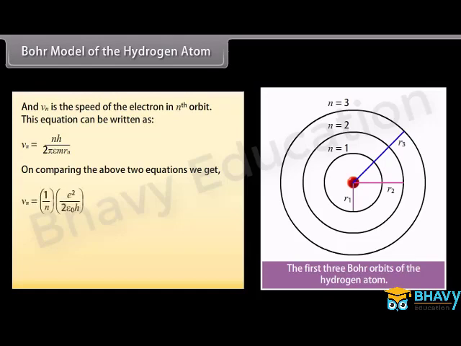v_n equals 1 upon n multiplied by e square upon 2 epsilon naught h. And r_n equals n square multiplied by h square epsilon naught upon pi m e square, which equals n square a naught, where a naught is equal to 0.529 angstrom.